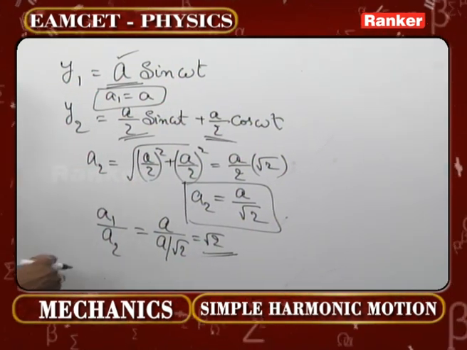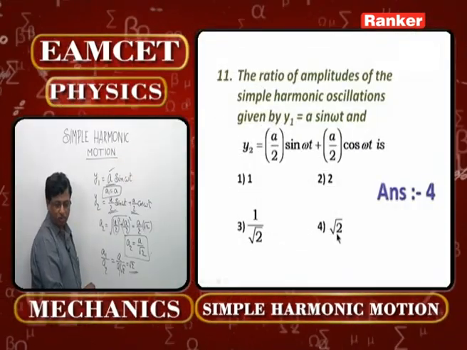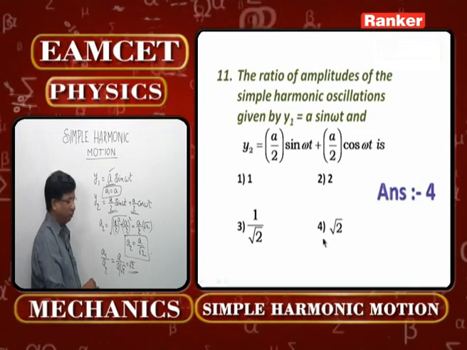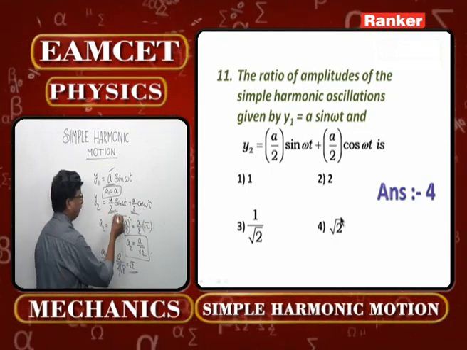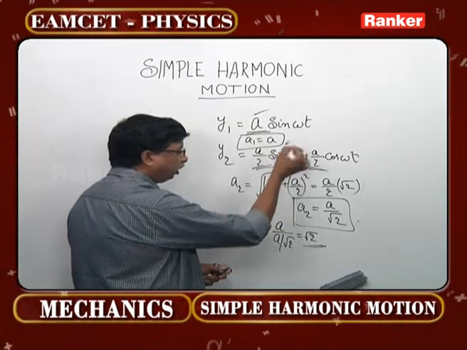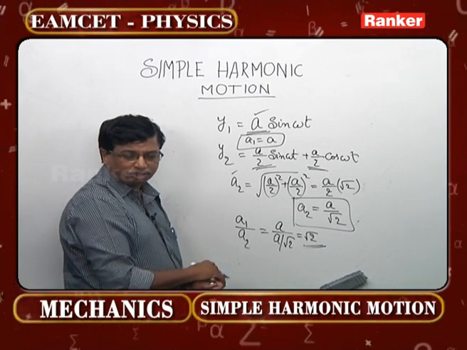Which option is correct over there? Guess that once again. The fourth option is the correct option for this problem number 11. So that is the concept you have to take up. Whenever an equation like this is given, taking a1 square plus a2 square under root, you will get the corresponding amplitude there. That is question number 11.